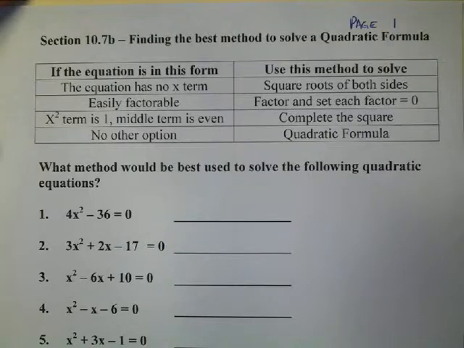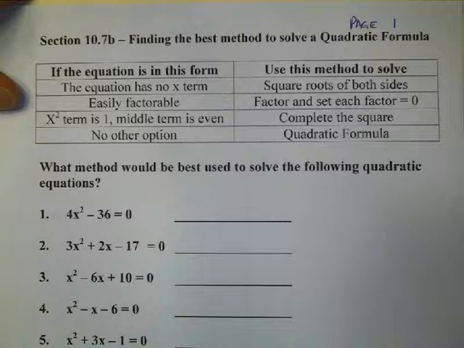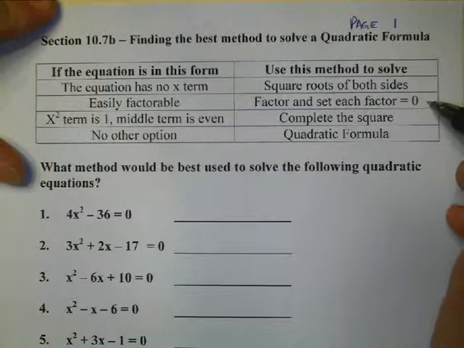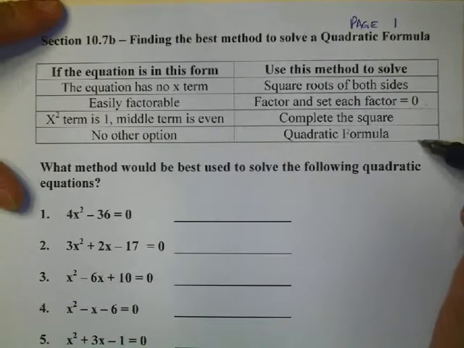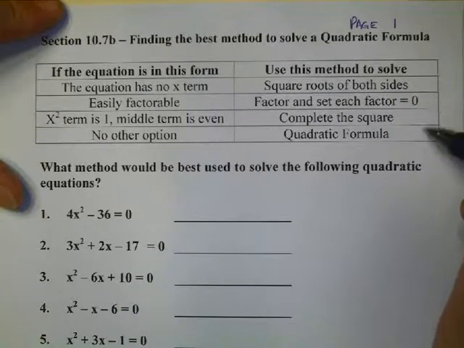Welcome back. In this section, 10.7b, we're going to look at quadratic equations and try to determine what is the best method to solve them of the four methods we've been given so far. These four methods we've used in this chapter are square roots of both sides, factoring, completing the square, or the quadratic formula. Now, these are probably in order from easiest to hardest.